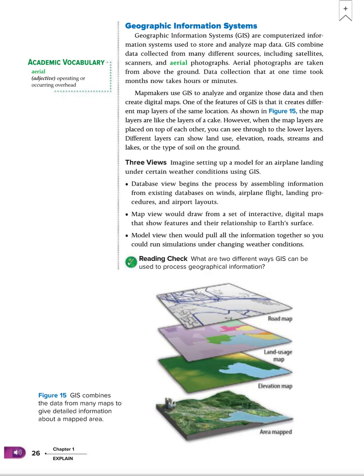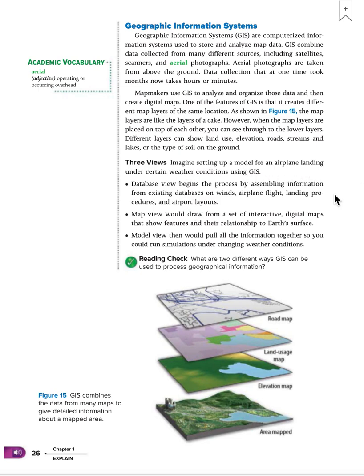And one of the features of GIS is that it creates different map layers of the same location. So if you look here, the area is mapped, and you can see the elevation map, the land usage map, and just the road map.